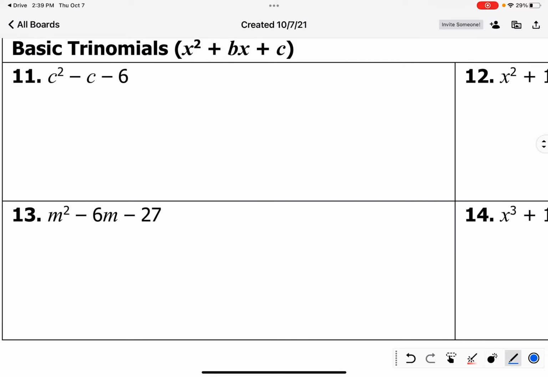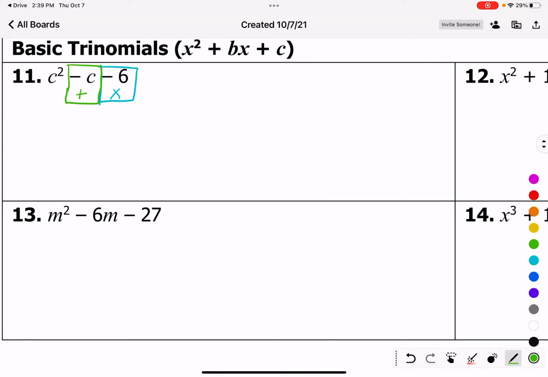So we're dealing with a basic quadratic trinomial, and all we're going to have to do to factor this is 2 different things. We need to multiply to a -6, and then we need to add up to, in this case, a -1. All right, so we need 2 numbers that multiply to -6 and then add up to -1. Let's see which numbers are going to do that for us.